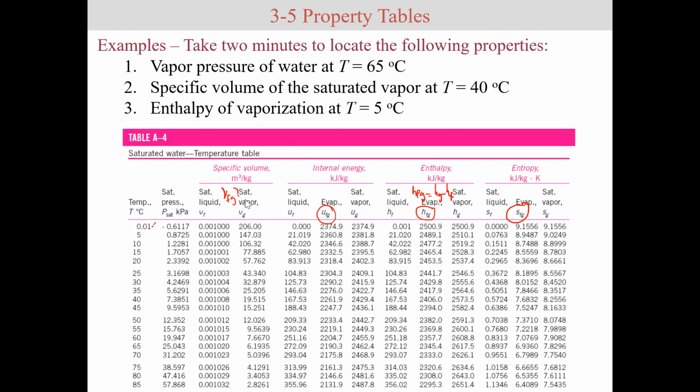This would be the saturated water table based on temperature. So the example here is saying take a few minutes and try to locate the following properties, right? I want you to find, for example, the vapor pressure, or vapor pressure is the same thing as saturation pressure, of water at 65 degrees. That's what number 1 is asking. So how do I do that? Well, let me go down to the temperature here. I'm going to scroll down until I hit 65 degrees, look at the corresponding pressure. Therefore, my pressure would be 25.043 kilopascals.